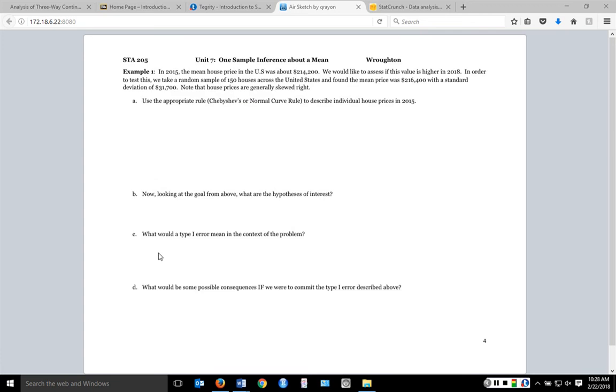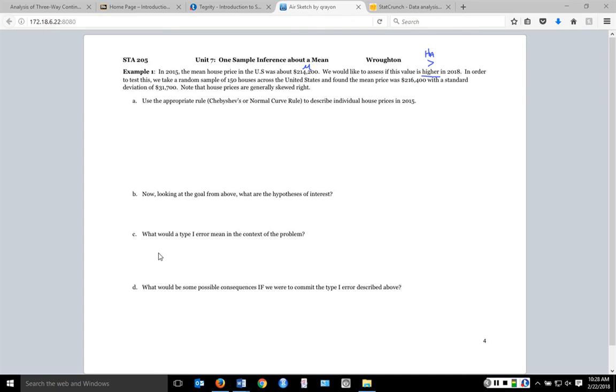So in this problem, we're going to be doing some of the old stuff that we learned as well, just in sort of some nice review. So in 2015, our mean house price in the United States was about $214,200. Now, if I look up to that point, I haven't seen anything about a sample being taken, so if anything, I'm probably thinking that that's going to be my mu, because I don't see a sample. I would like to see if this value is higher in 2018. This is giving me this idea for my alternative hypothesis. I'm going to be using a greater than sign there.